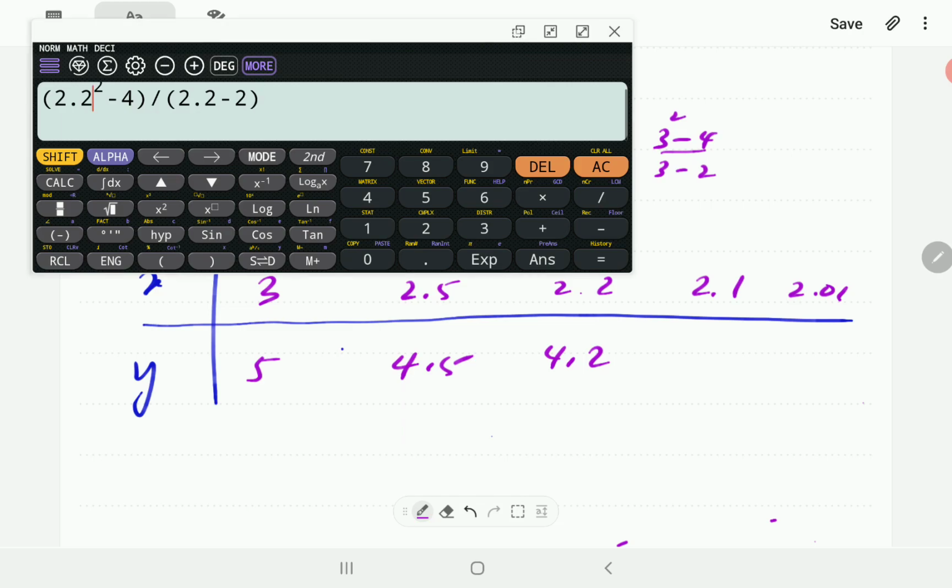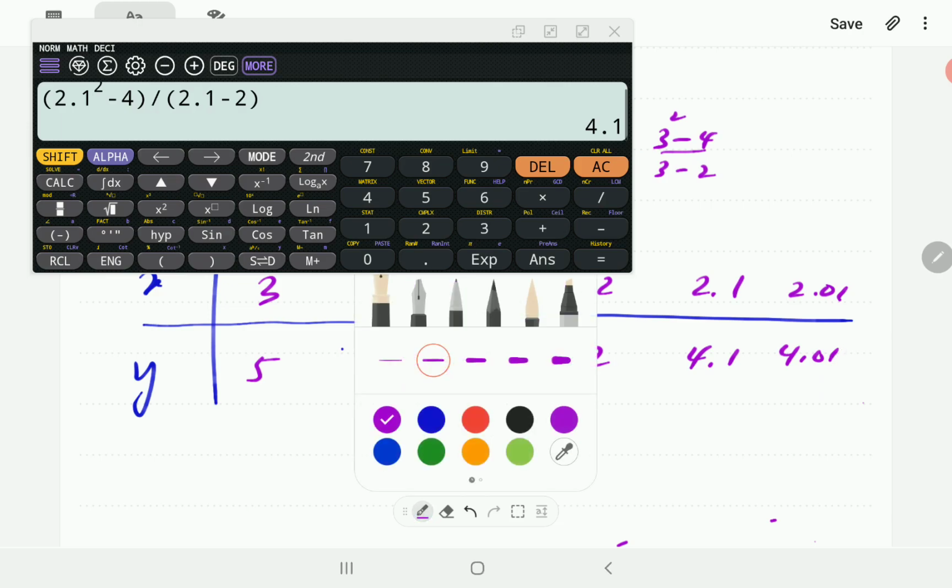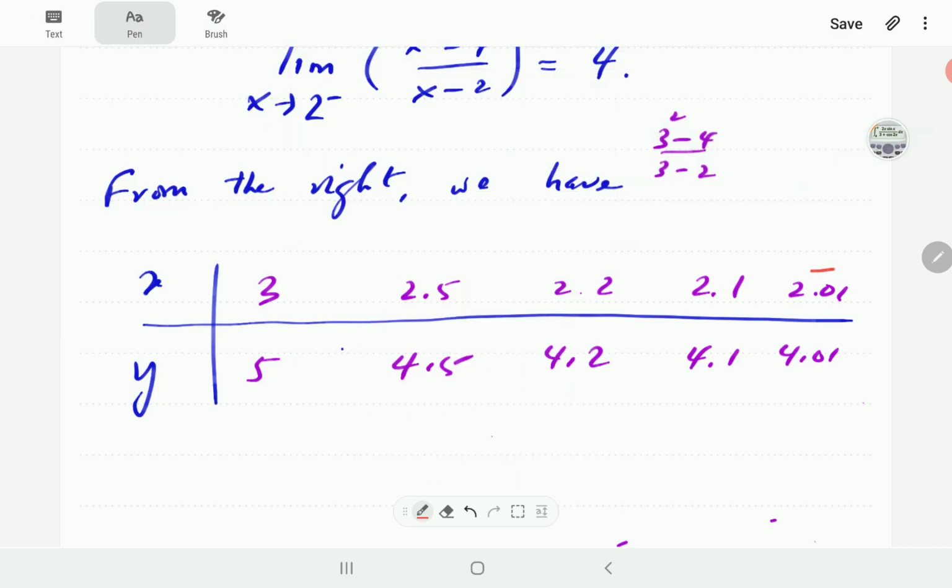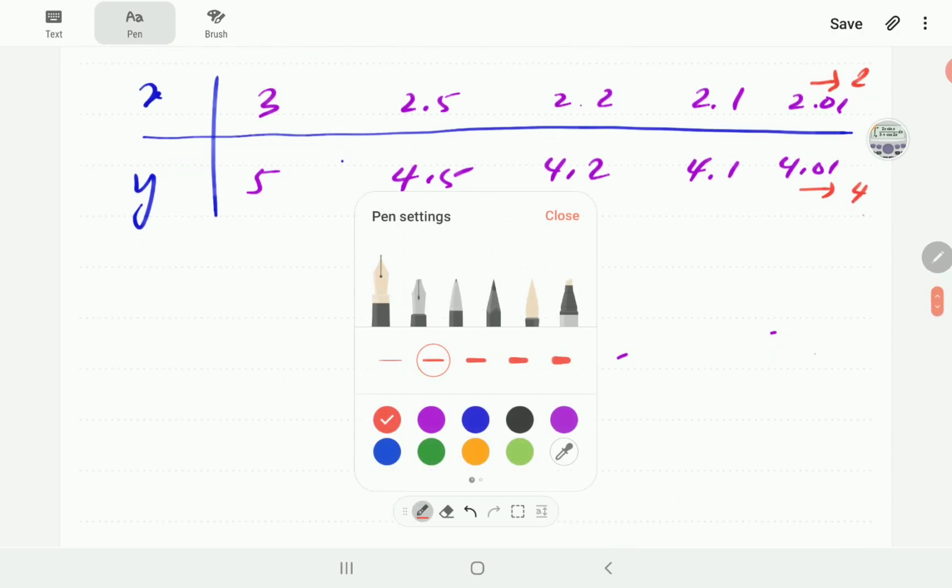And then when x is 2.1, then y is going to be 4.1. I think you can confirm for yourself that when x is 2.01, y is going to be 4.01. So as x is getting closer and closer to 2, this again is getting closer and closer to 4, but from above this time.